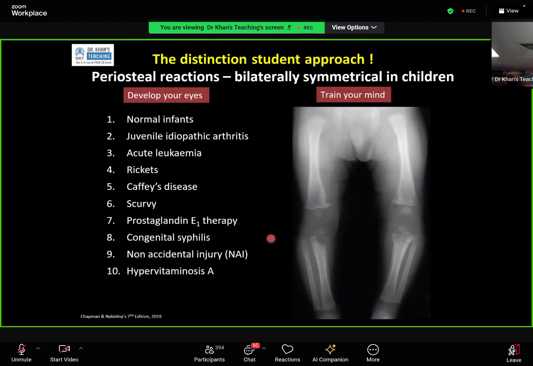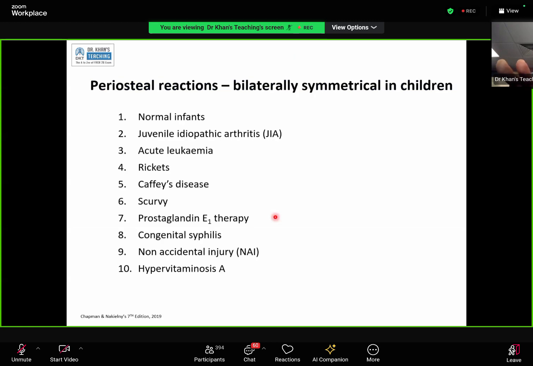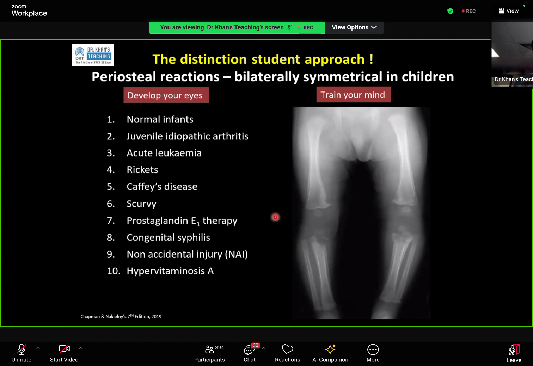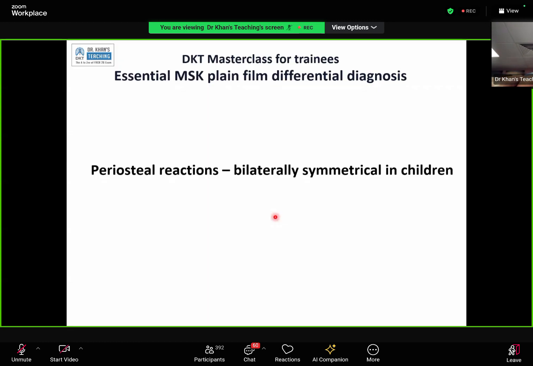So this is what I say: develop your eyes, train your mind, and your theoretical knowledge and your differential diagnosis. So in the exam, I use the word distinction candidate. What does a distinction candidate do? The differential diagnosis is in the mind, and they go through it and rule out pertinent negatives and positives according to the age and according to the radiological findings.